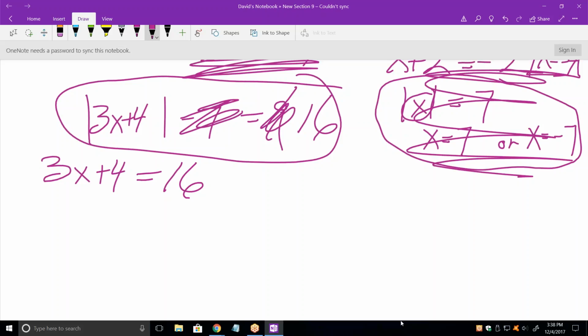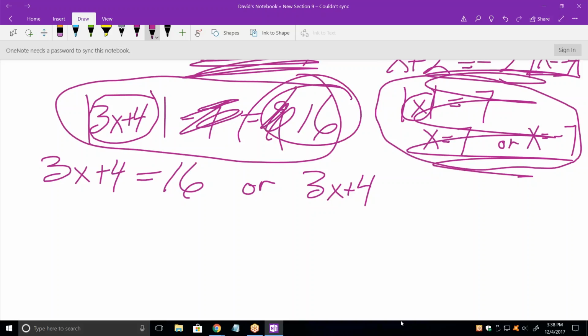If it's simple like x, then you just say x equals 7. But if it's more complicated, like 3x plus 4, then you say 3x plus 4 equals 16. Or 3x plus negative 4 equals 16? No, never change what's inside the absolute value. Never change that. Only change what's on the other side. So 3x plus 4 equals negative 16.